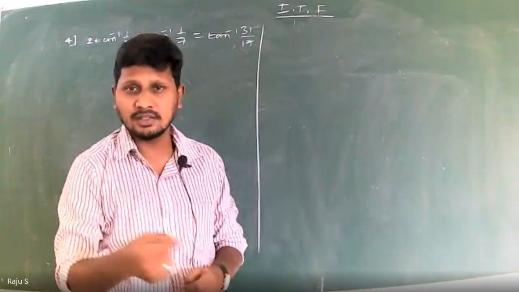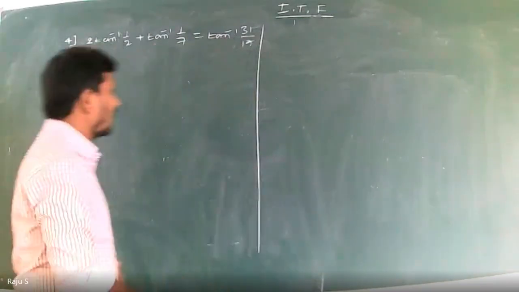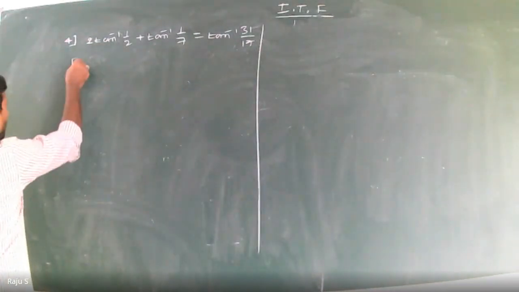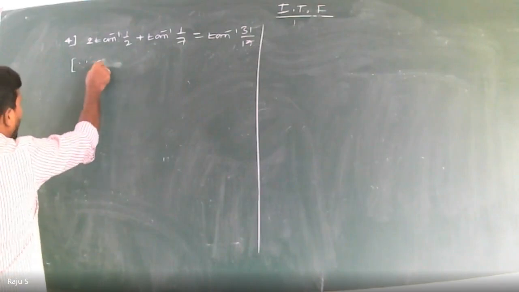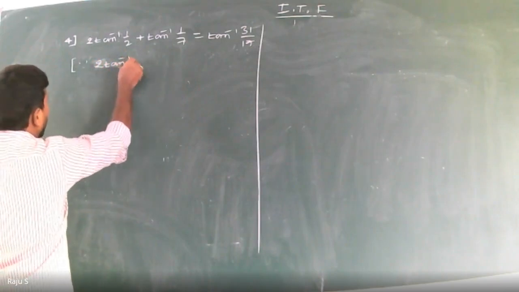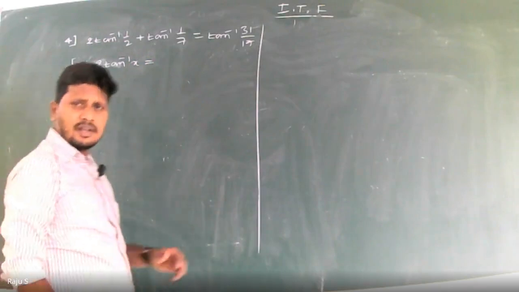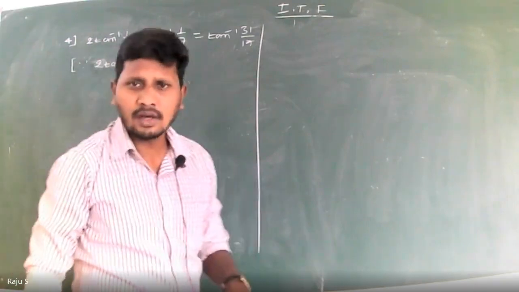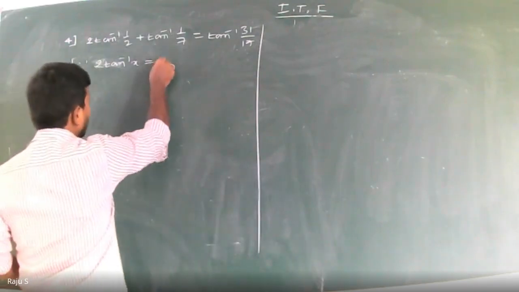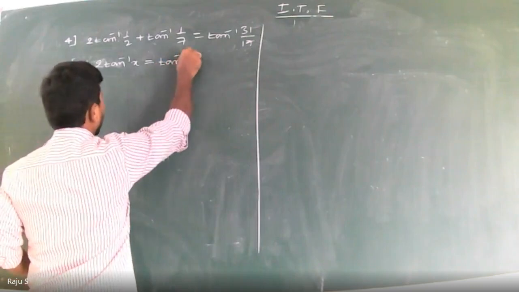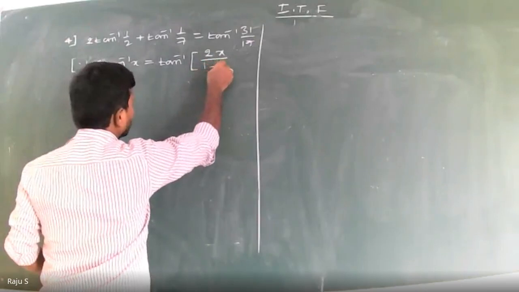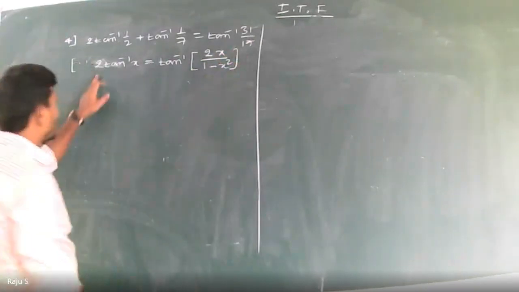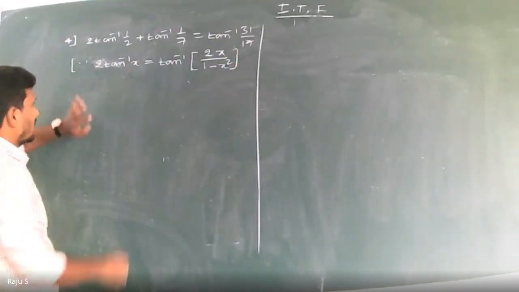We can change it in terms of tan inverse, since again we have a property. What is that property? 2 tan inverse x is equal to, yesterday I clearly wrote, tan 2 theta. What is tan 2 theta? 2 tan theta by 1 minus tan square theta. Nothing but 2 tan inverse. We can think like that.